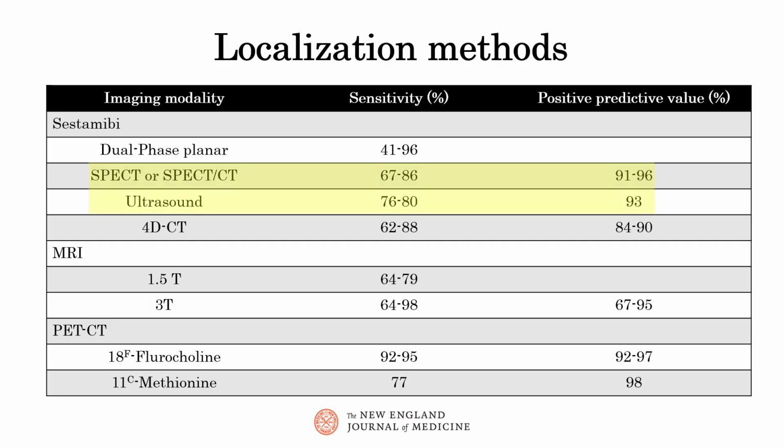Of course, the most common and available are ultrasonography and sestamibi scan, which have a positive predictive value above 90%, and 4D CT scan availability is specific for reoperative patients. The most sensitive, with a high positive predictive value, is PET CT, but it is available only in some centers around the world because it needs special techniques and cyclotrons.